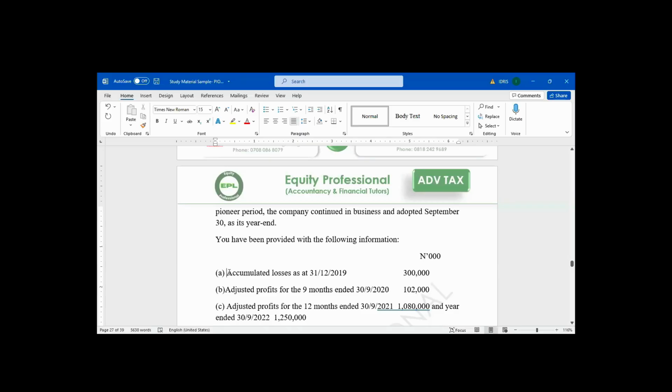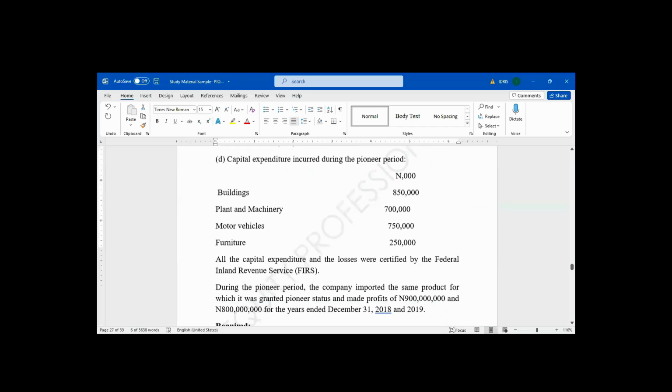The company did not make profit during the pioneer period. But the company have what during the pioneer period? They have accumulated losses instead of profit. What is the treatment of losses? You need to state it in your point 2. That will be your point C.